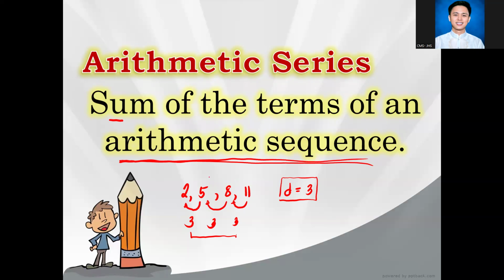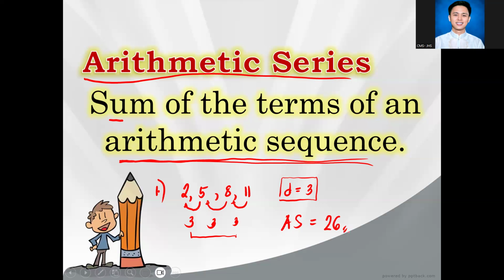Now, whenever we add all of these terms, we'll have the arithmetic series. So arithmetic series is the sum of the terms of an arithmetic sequence. So in this case, in my first example, 2, 5, 8, and 11, the arithmetic series is equivalent to the sum of these four numbers. 2 plus 5, 7. 7 plus 8, 15. 15 plus 11 is 26. So the arithmetic series or the arithmetic sum is 26.